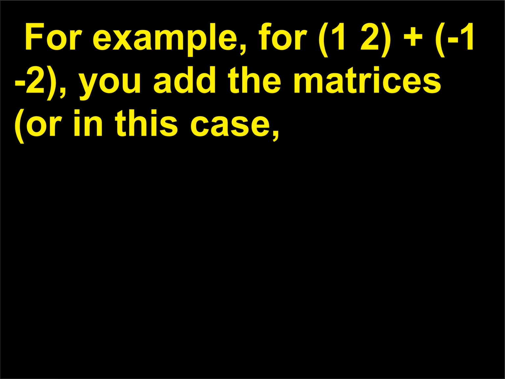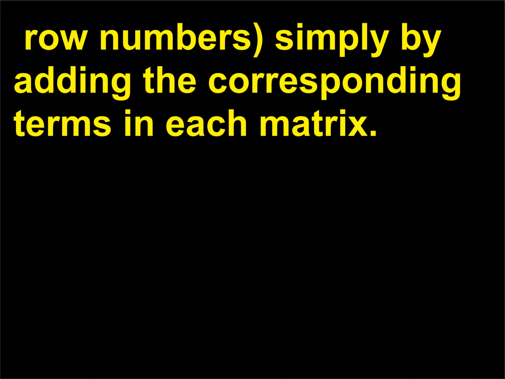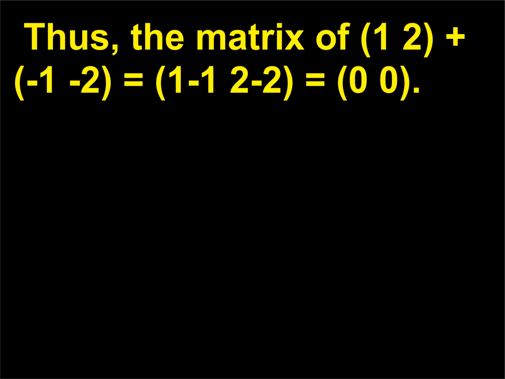For example, for [1 2] plus [-1 -2], you add the matrices, or in this case, row numbers, simply by adding the corresponding terms in each matrix. Thus, the matrix of [1 2] plus [-1 -2] equals [1-1, 2-2], which equals [0 0].